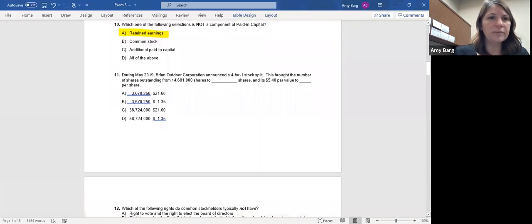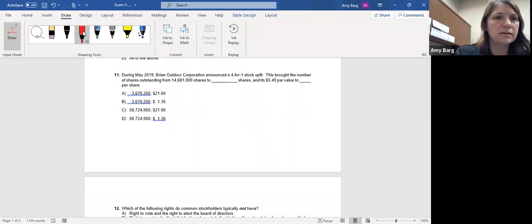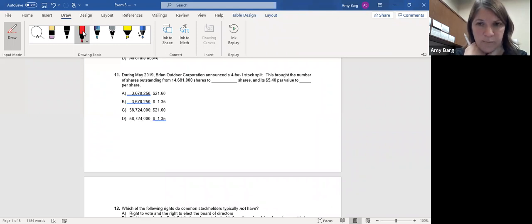Okay. During May 2019, Bryant Outdoor Corporation announced a 4-for-1 stock split. This brought the number of shares outstanding from 14,681,000 shares to how many? And it's $5.40 par value to something else per share, right?